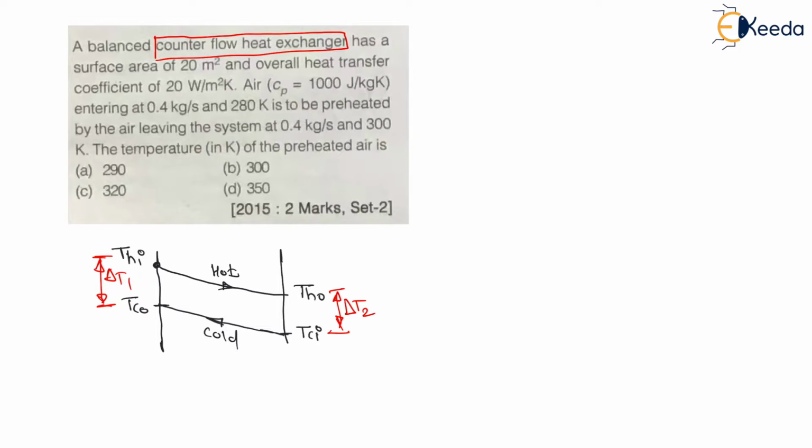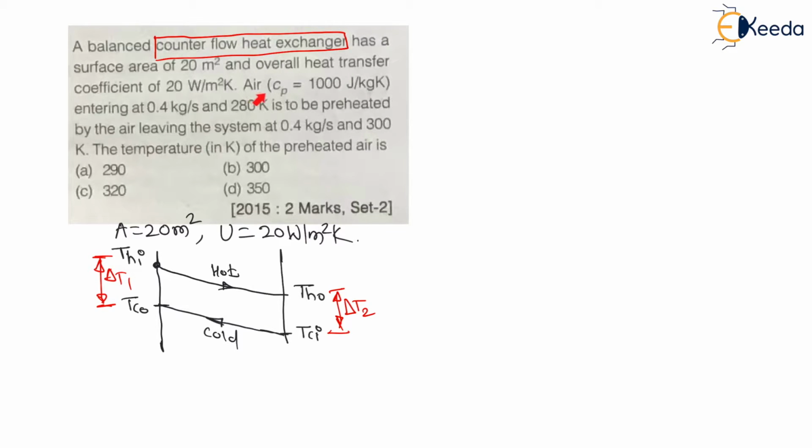Now my dear students, let us read the question. A balanced counter flow heat exchanger has a surface area of 20 meter square and overall heat transfer coefficient of 20 watt per meter square Kelvin. So here the surface area is given, A is equal to 20 meter square, and the overall heat transfer coefficient U is 20 watt per meter square Kelvin.